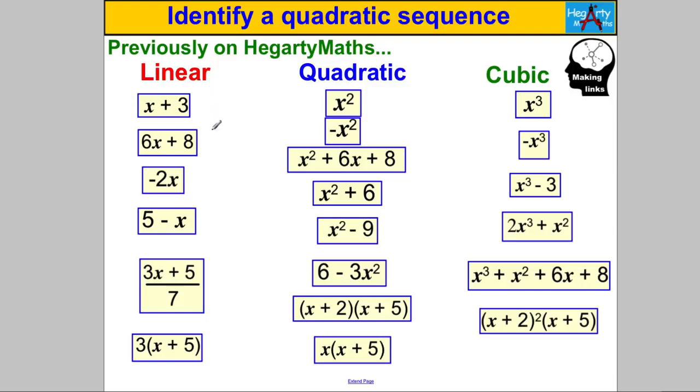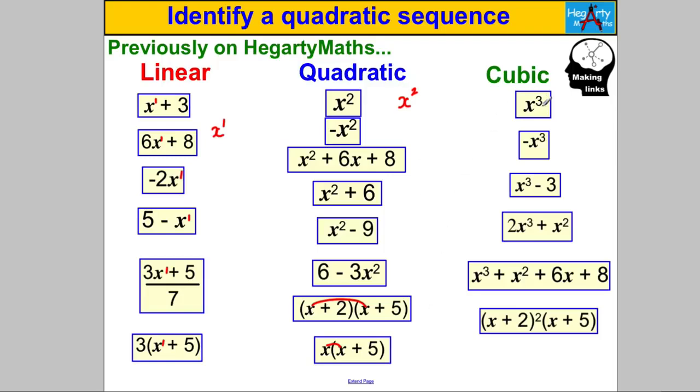Linear is anything with x to the power of 1 as its highest power, and all of these have x to the power of 1 as their highest power, so they are all what we call linear expressions. Quadratics have as their highest power x squared, x to the power of 2, and all of these have x squared as their highest power. If you expand this out, you get x squared add 7x add 10. If you expand this out, you get x squared add 5x. So they do have an x squared in it after you multiply the brackets.